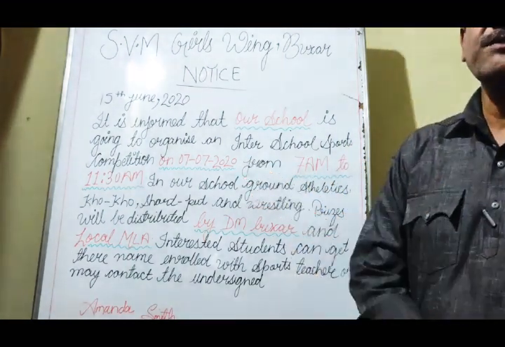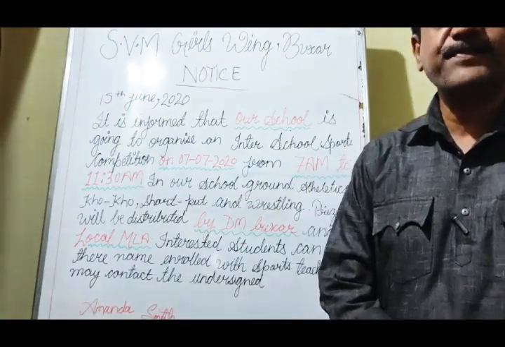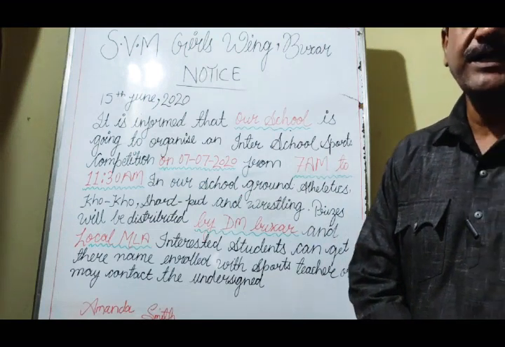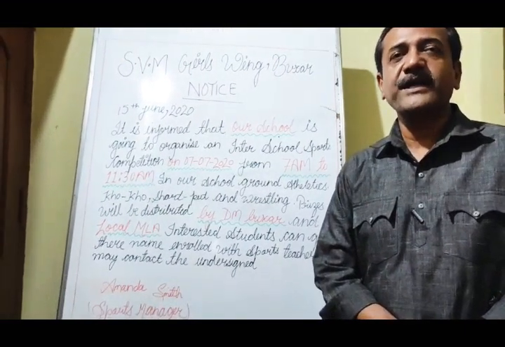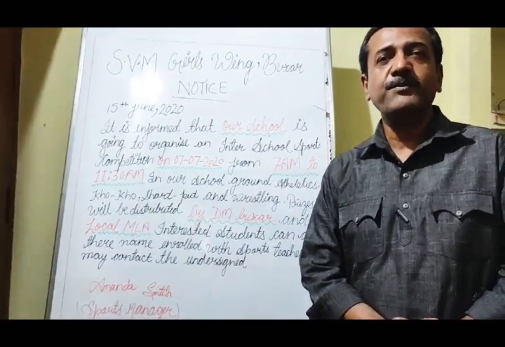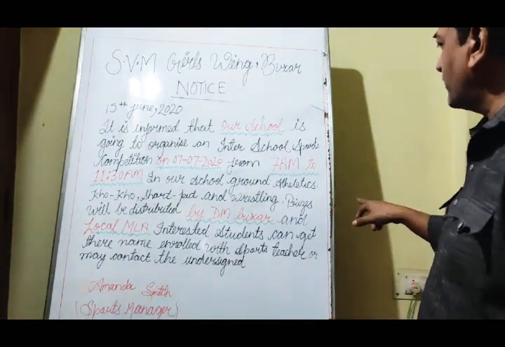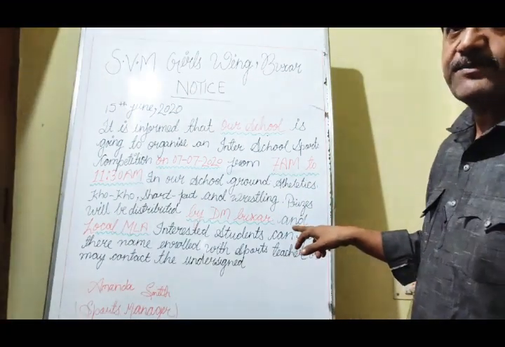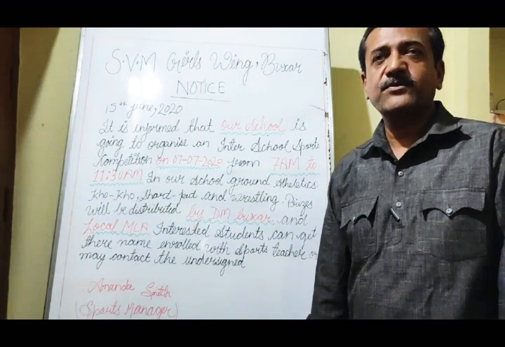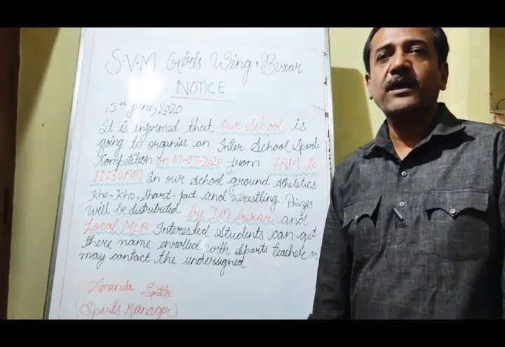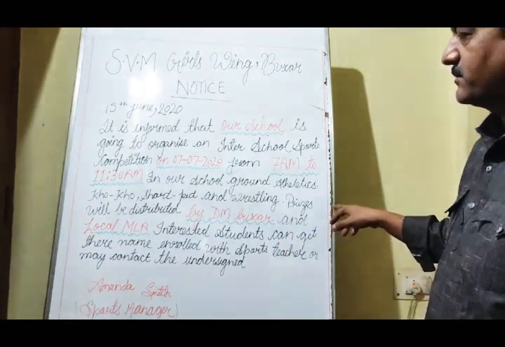And then the most important part, usually in most of the notices, that you have to explain the venue. Venue means the place where the event or the program will take place. So in our school ground. The question is where this event will take place, where this sports competition will be held. The answer is in our school ground.